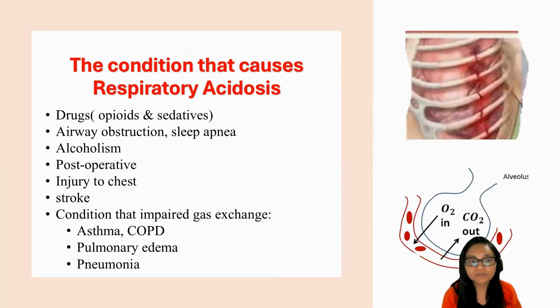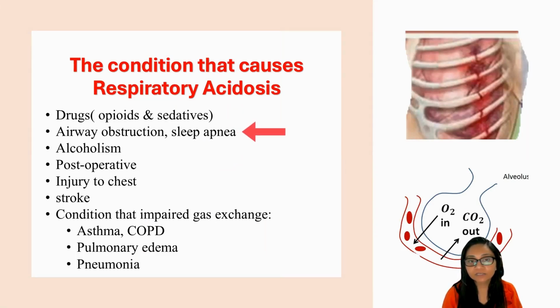Now, what conditions cause respiratory acidosis? First, we have drugs such as opioids and sedatives. This is big for the nurses. Whenever we give an opioid or sedative, we always check the patient's vital signs before and after. For an adult, if the respiratory rate is less than 12, we don't administer this medication because that will suppress the respiratory system. Proper interval between the drugs is also very important for opioids and sedatives.